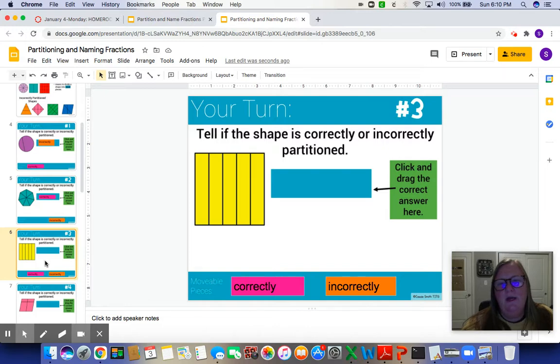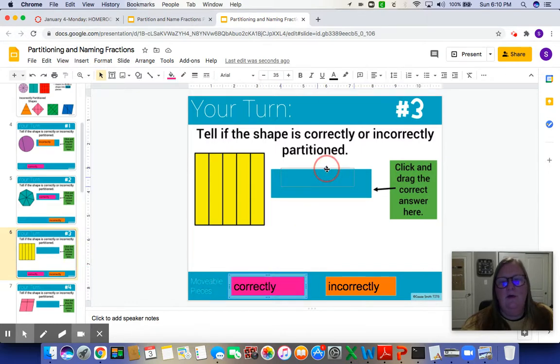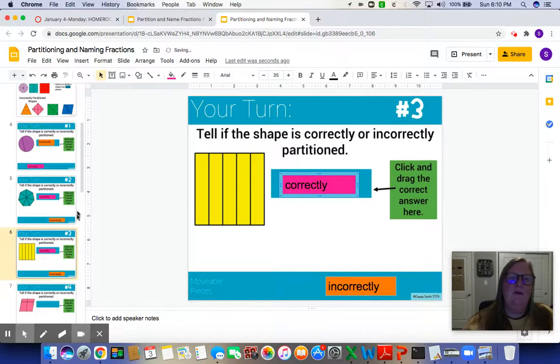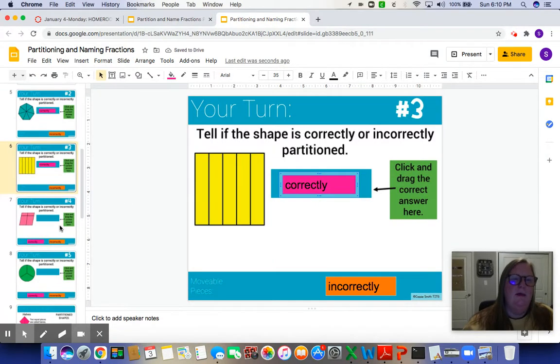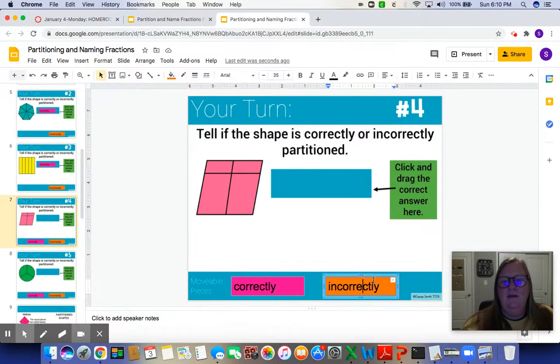Remember, if it's partitioned correctly, it will have all equal pieces, the same shape and the same size. And again, hopefully you clicked on correct because they're all the same size and shape. And the next one, think about this for just 10 seconds. Hopefully you can see right away that these are incorrectly partitioned because some pieces are big and some pieces are small.